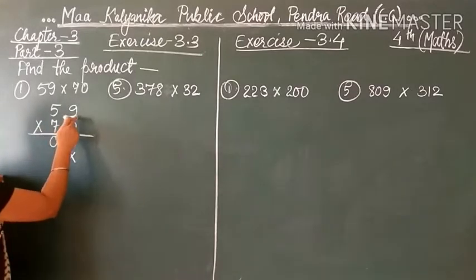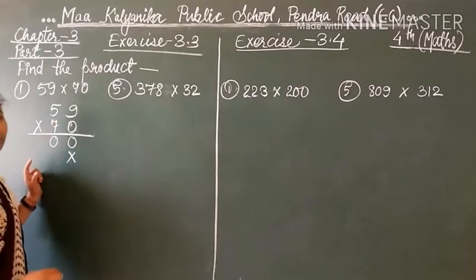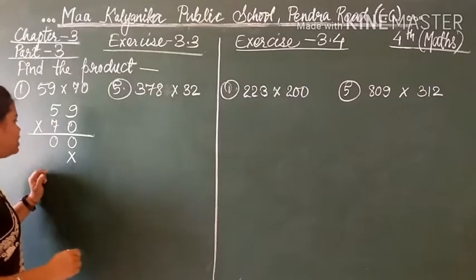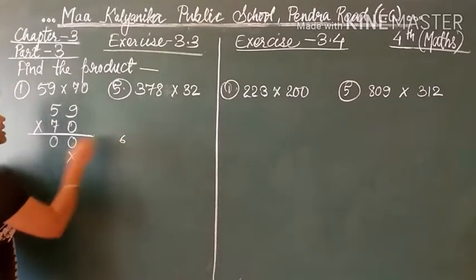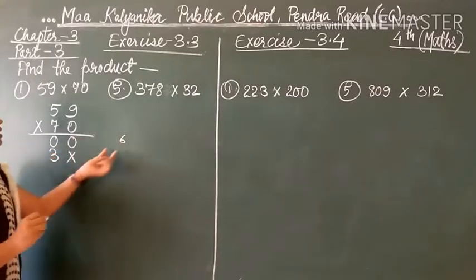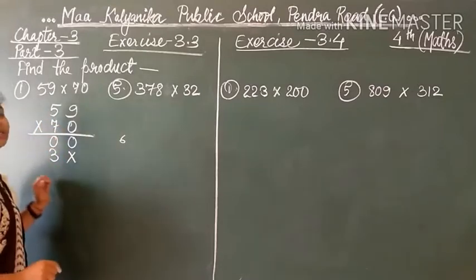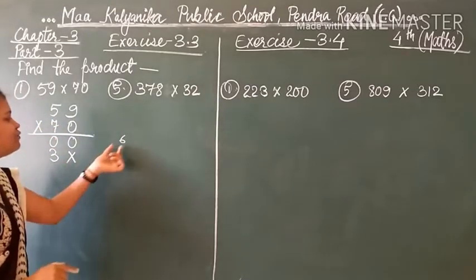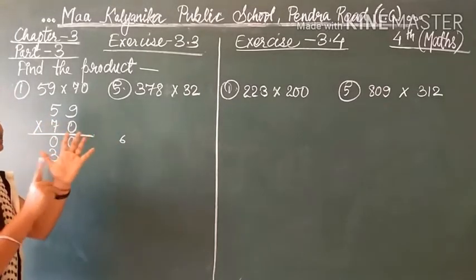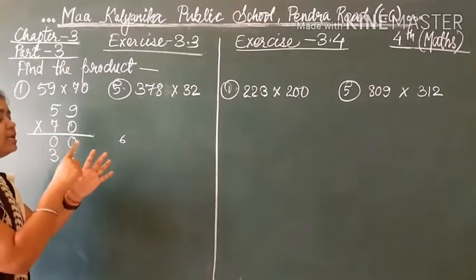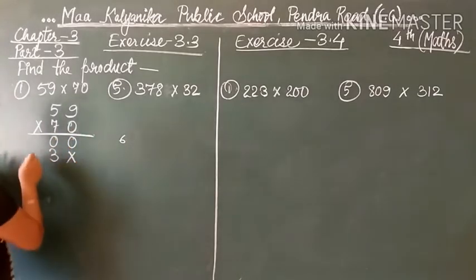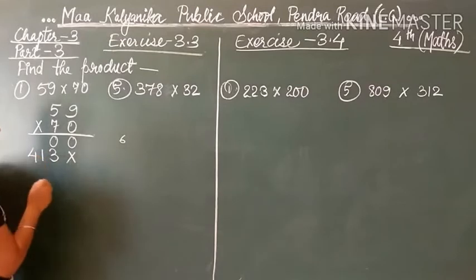Okay. So now 7 nines are, or 9 sevens are, 63. So 6 we will take as carry and 3 I am writing here. I had written 63 in rough. So now 7 fives are 35, plus 6. 35 plus 6, 35, 36, 37, 38, 39, 40, 41. So students, we will write 41 here.